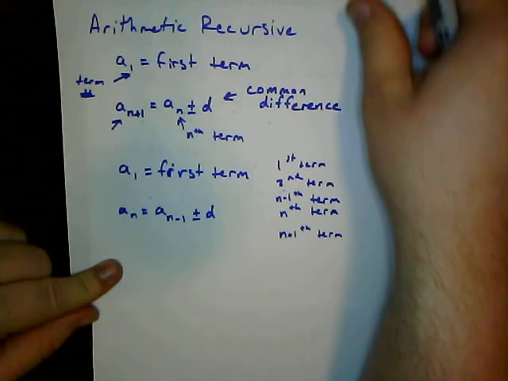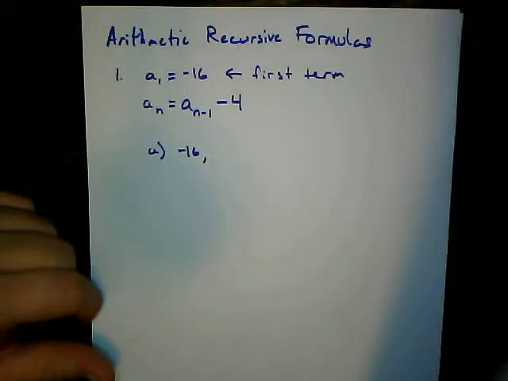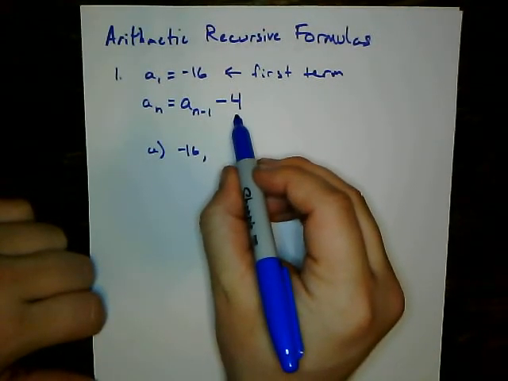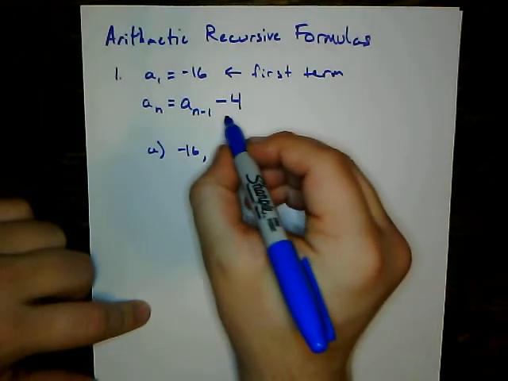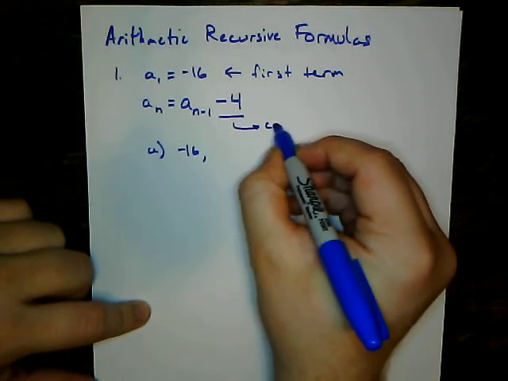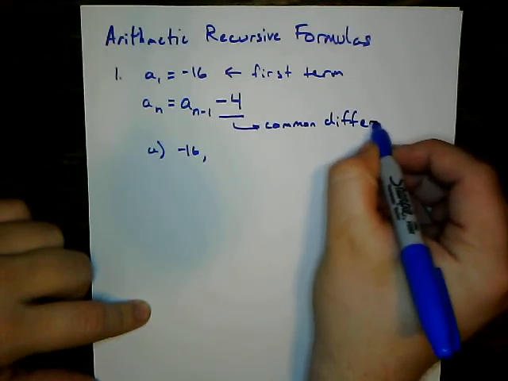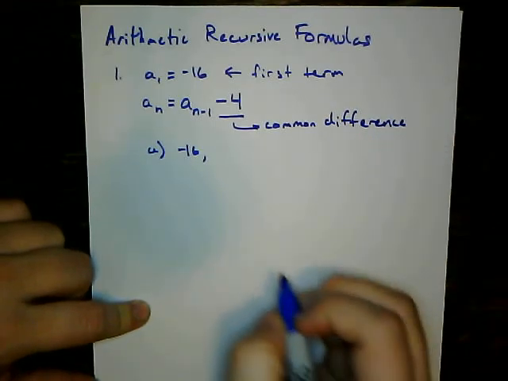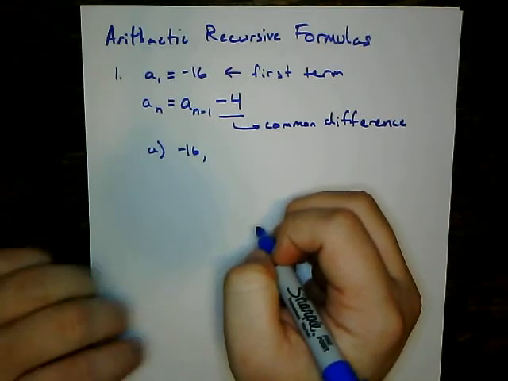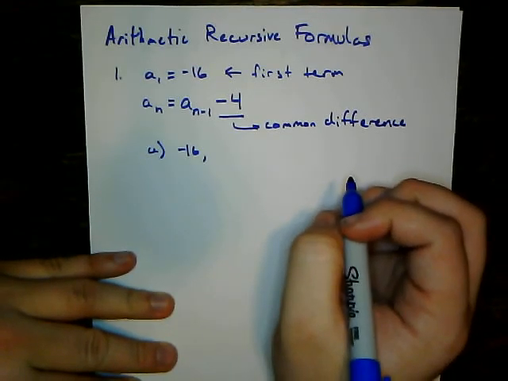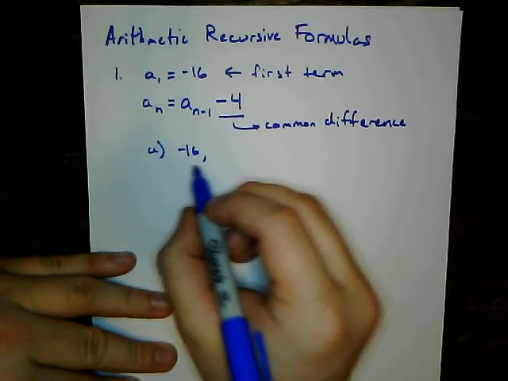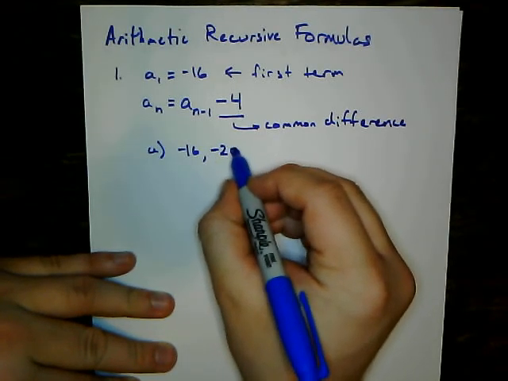Okay, so in this case, take a look at our formula that we were given. D is negative 4. So this is our common difference. So our pattern will be minus 4 each time. Now we're working with some negatives here and we're subtracting from them. So each time we're going to get a bit smaller, we get more negative. So negative 16, we're going to subtract 4, get negative 20.